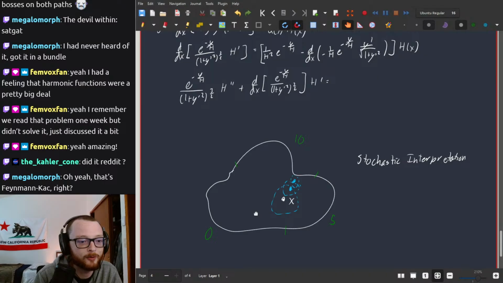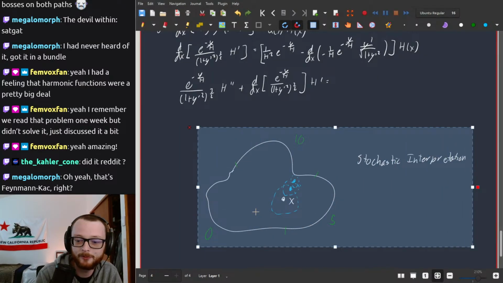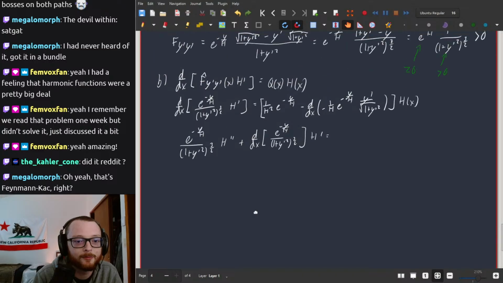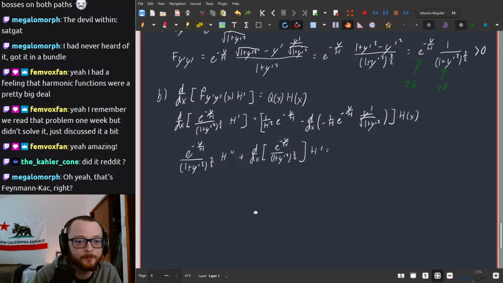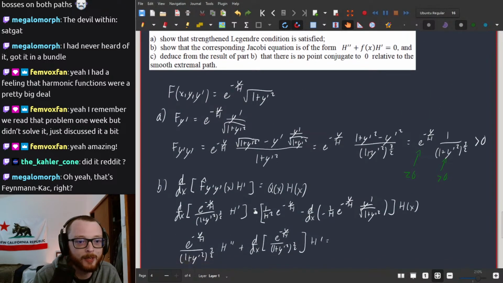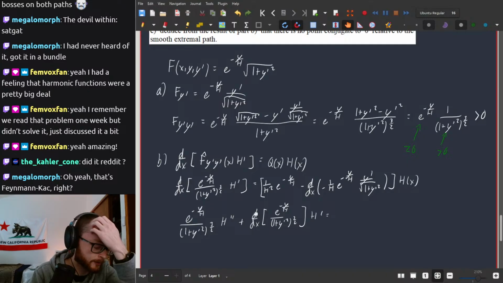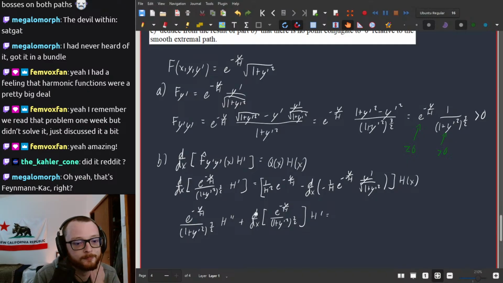Yeah, turns out Laplace's equation looks simple, but it's so deep. We've only scratched the surface of it so far too.